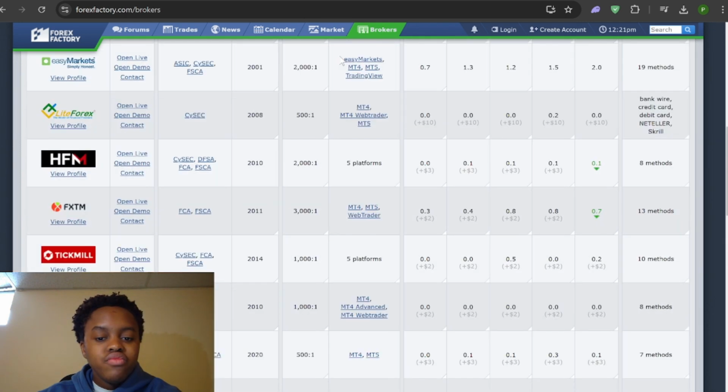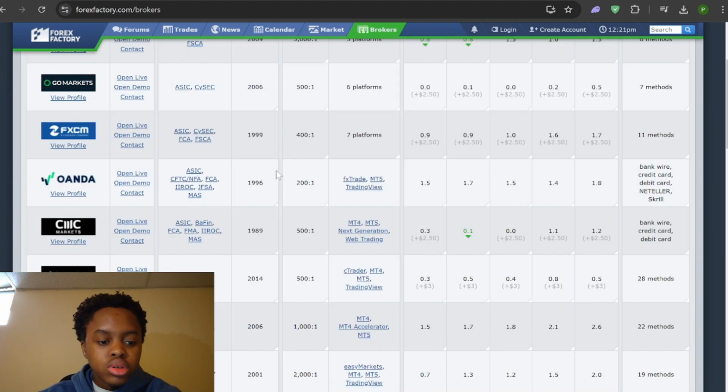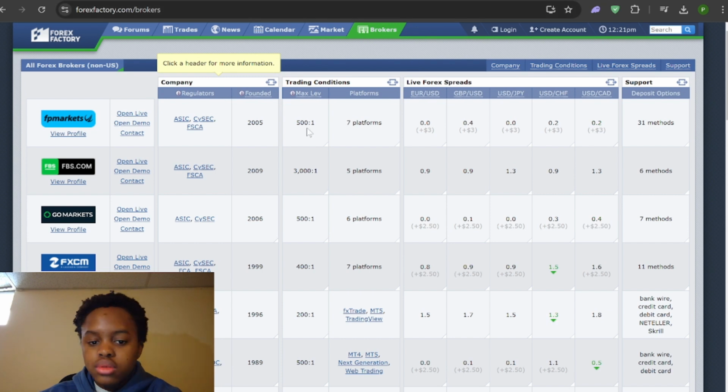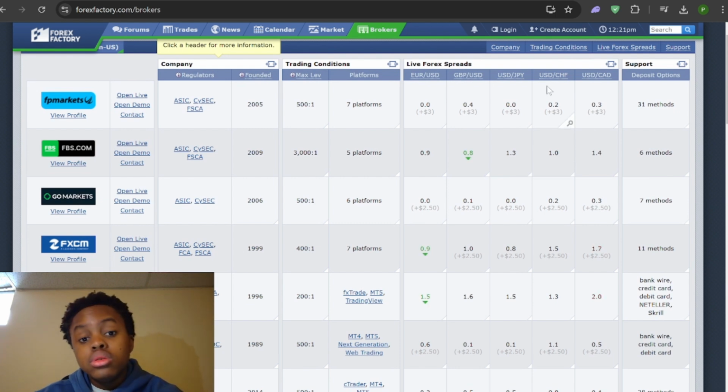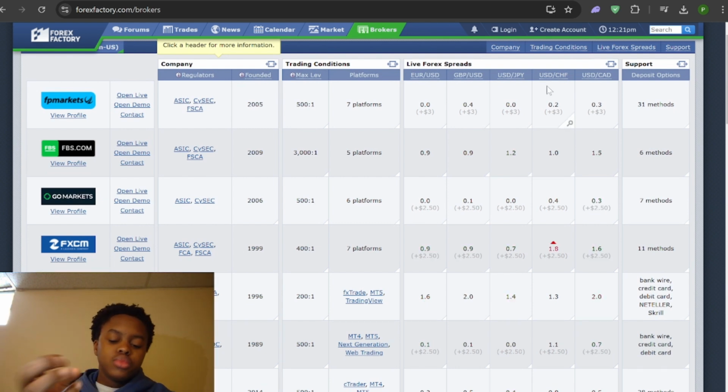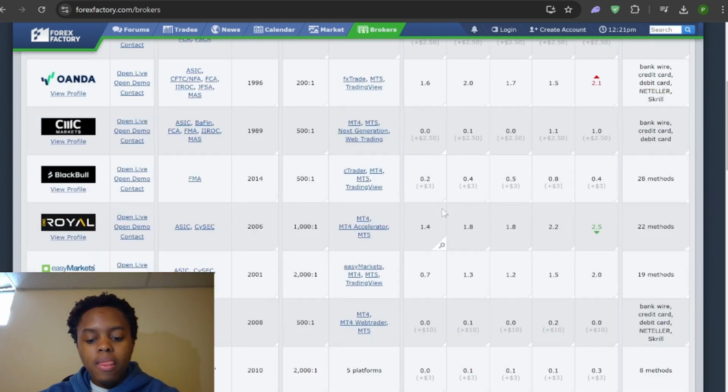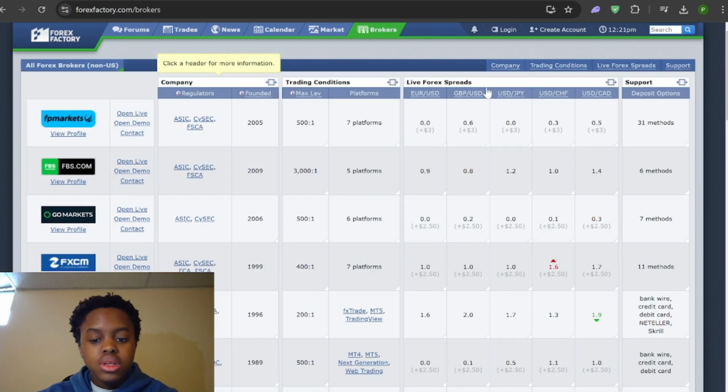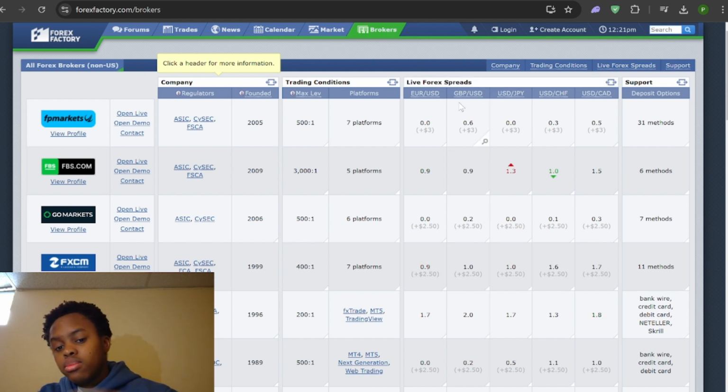So you can tap here on the brokers to search the type of broker you want. It's going to tell you the spreads. The spread is basically the commission that the market receives from you. You get what I'm saying? So these are the spreads of each broker. They show you the spreads of the broker's market under a currency pair.